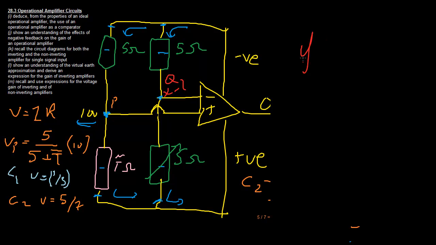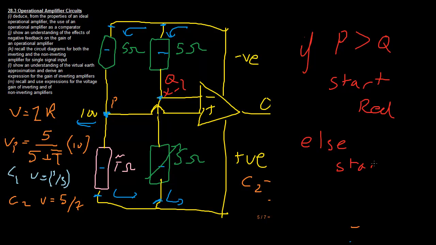We can say if P is greater than Q, then start the red light, or else, which is where Q is greater than P, will start the green light. And you see, we've done this kind of computation using an operational amplifier, and all we had to do was compare these two values to see which one was greater than the other one.